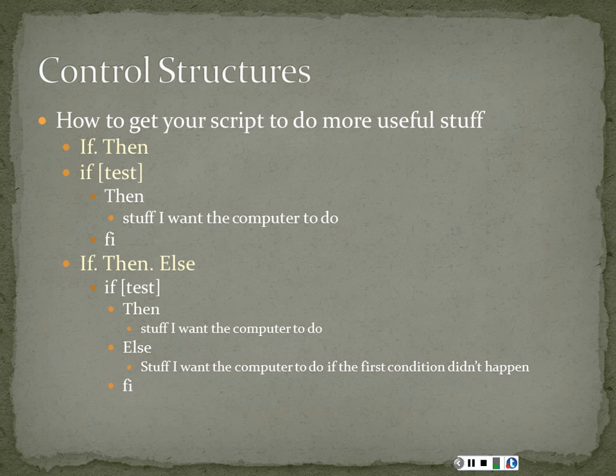All right, control structures. Sometimes you really want your computer to do cool things. This is called a logic loop, and these get kind of fun. So, if then: if test, then stuff I want the computer to do. And you notice we say fi at the end of it. That tells the computer in the Bourne shell that this is how this works. And you notice everything's delightfully indented. This is a really big convention. It is huge in terms of how programs are read by human beings.